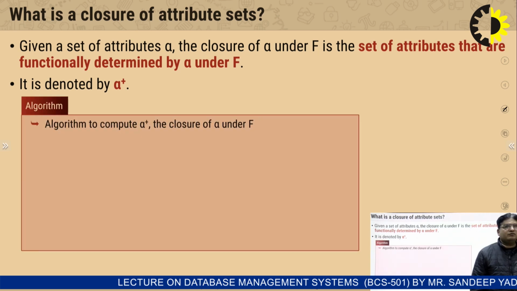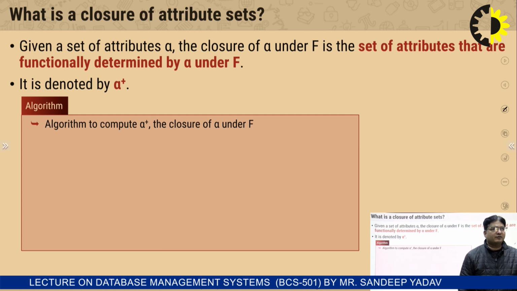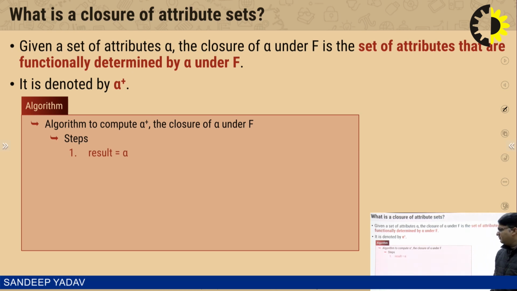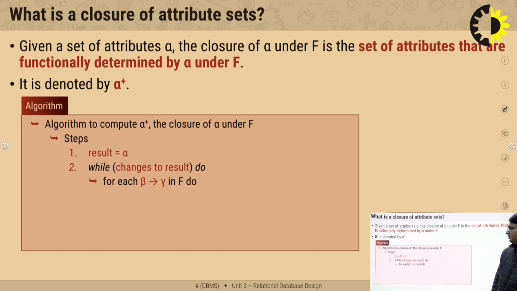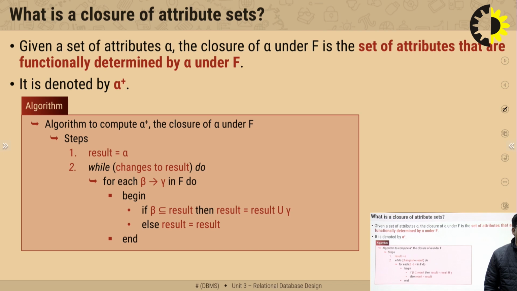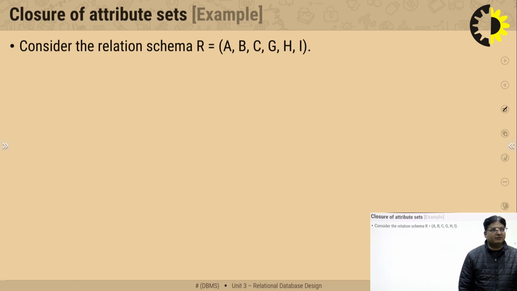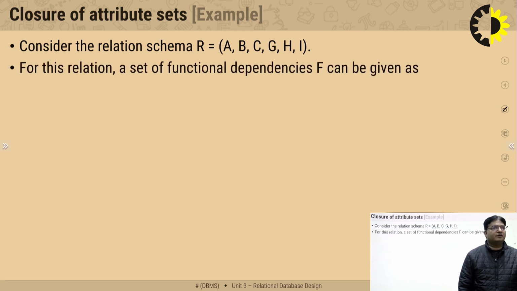Now, in order to compute the closure of set of attribute, we need to apply the algorithm to compute alpha plus. Now the steps are: initially result equal to alpha, while changes to result do, for each beta determines gamma do begin. If beta is subset of result, then the new result will be result union gamma, else result equal to result, and thereby the end. Now let us see how to apply this algorithm to compute the closure of set of attribute.